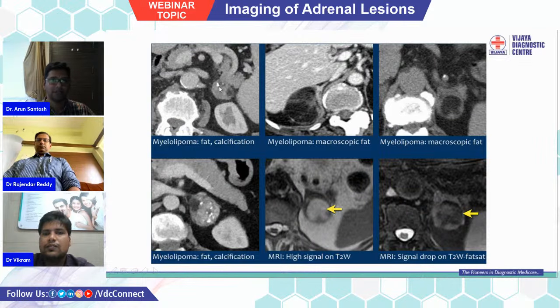And here we can see small foci of microscopic fat also, as compared to these lesions. Here we can see there is a myeloid component, a fatty component, and even calcification. So that's why it is labeled as myelolipoma.